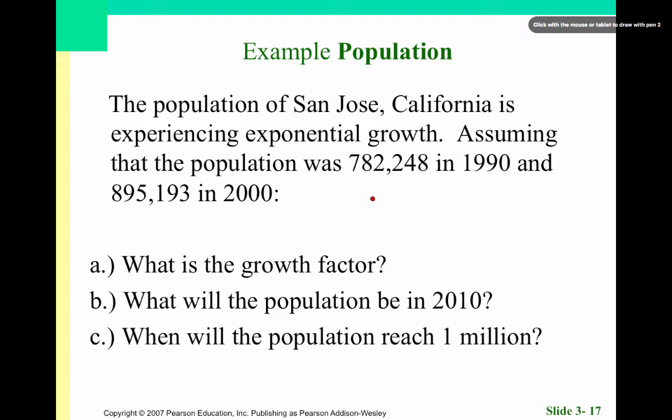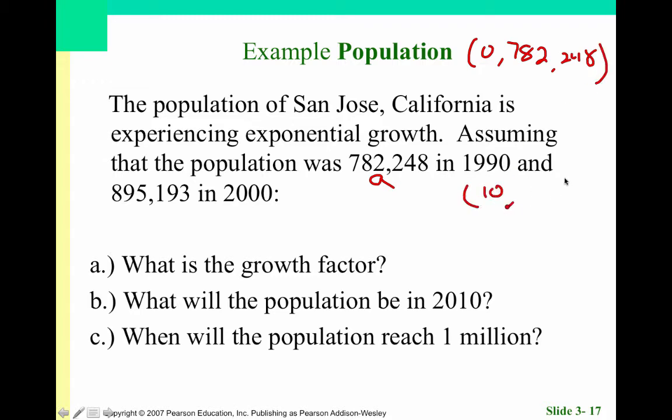So what we can do is first write an equation where we've got the initial value. This will be A. And we've got 10 years after. So that's kind of an ordered pair. At time 0, at 0 years, we're at 782,248. And at time 10, we're at 895,193. So you can put this into y equals a times b to the x.